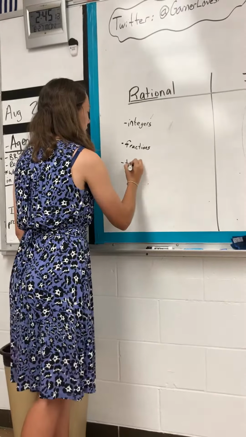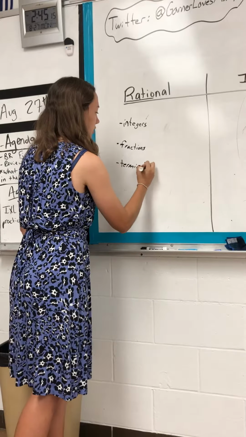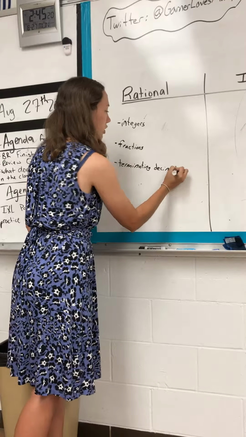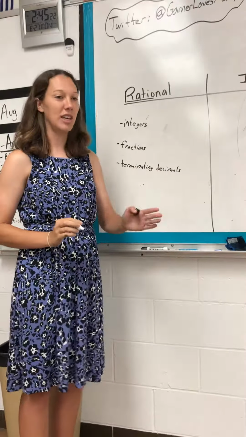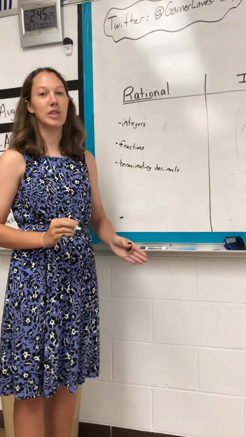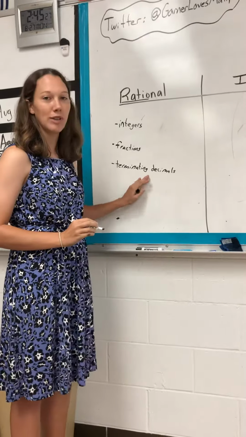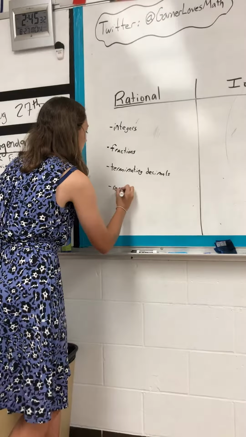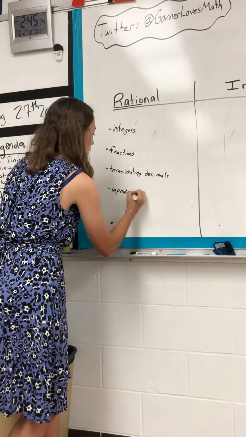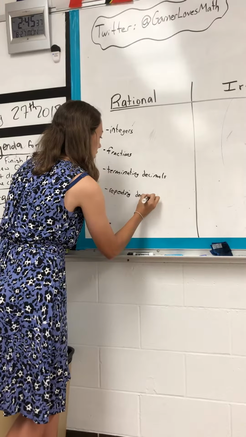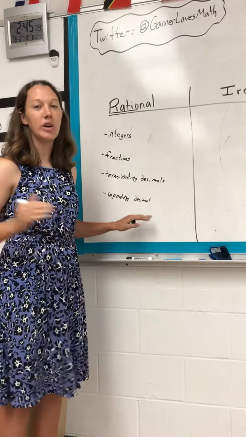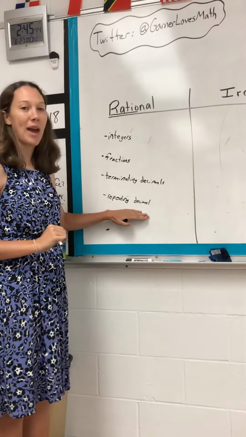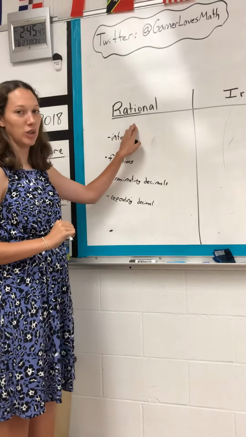We are going to have all terminating decimals. So remember, terminate means to end, to kill. So any decimal that comes to a stop, that ends, doesn't go on forever, that's going to be rational. And then our last type of rational number is a repeating decimal. So a repeating decimal, even though it goes on forever, it has a pattern. You know exactly what the number is going to be. Because it has that pattern, it's a rational number.